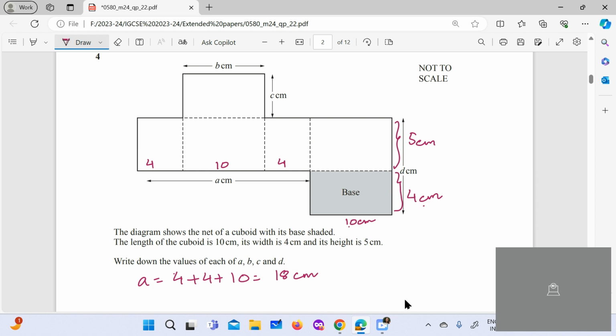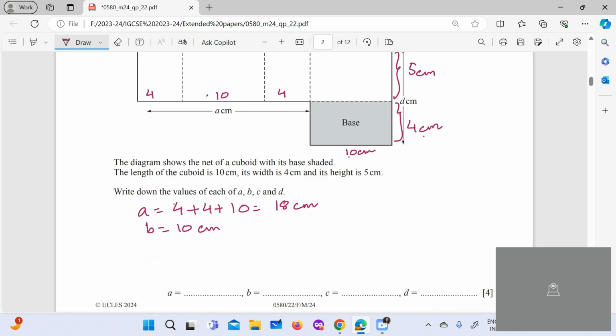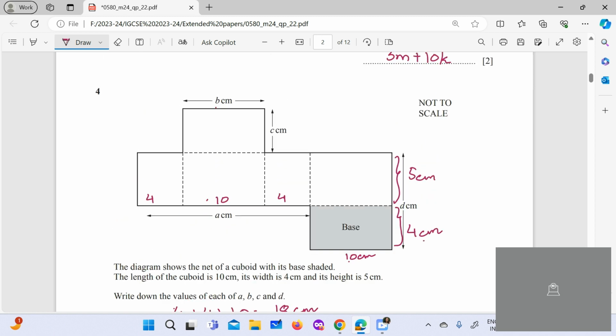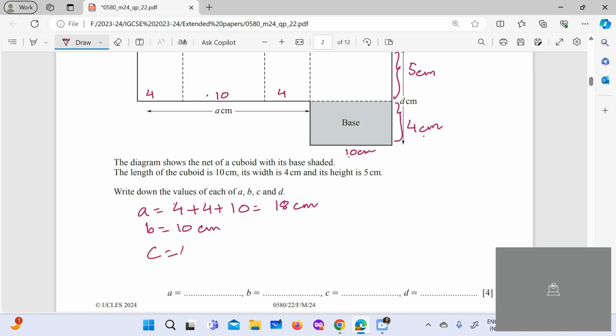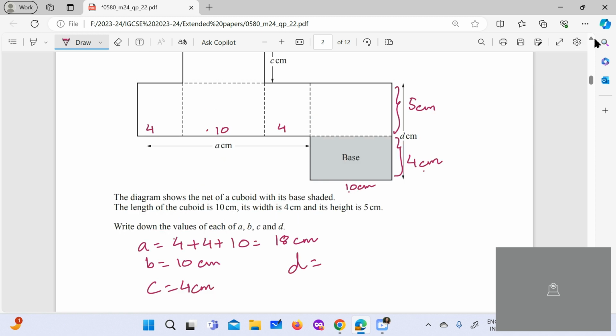And then we can write B. Okay, so you can see B here. B is actually the length, that is 10 centimeter. So your B is 10 centimeter. And then C, where is C? So this is your C. Okay, and C is nothing but the width. So C is your 4 centimeter. So I can write C as 4 centimeter. And then if you look at D, D comprises of this width as well as this height. So it is width plus height both. So this will be 5 plus 4, that is 9 centimeter. I hope this is clear.